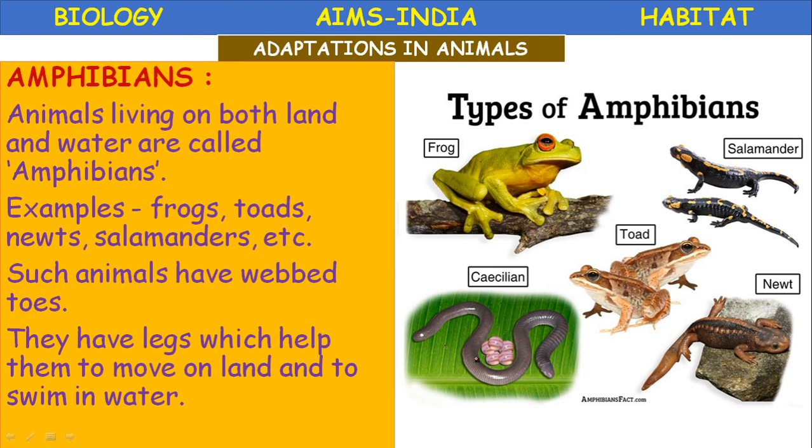Okay, these amphibians divide into tailed and tailless amphibians. The tailed amphibians are salamanders, newts, caecilians, whereas tailless amphibians are frogs and toads. They have legs which help them to move on land, and the legs also possess webbed feet in order to swim in the water.